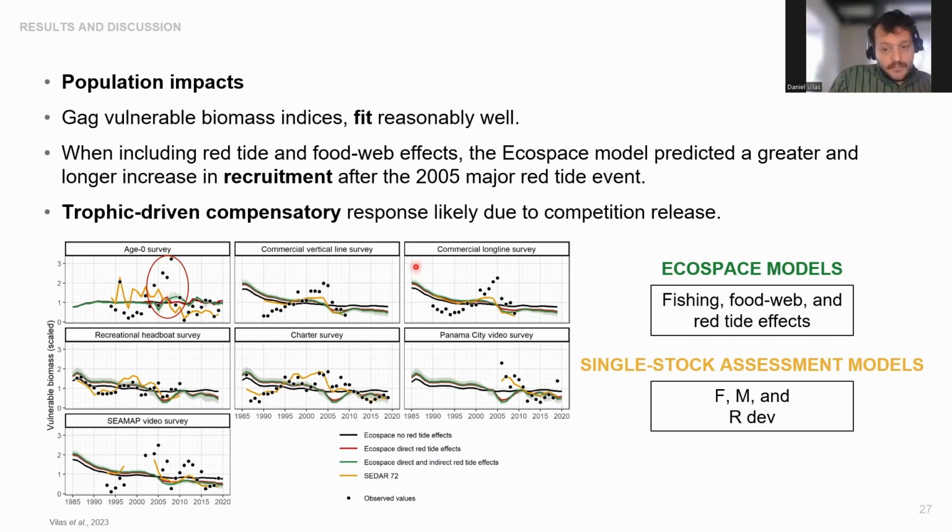So while single stock assessment models rely on fishing mortality, natural mortality, and recruitment deviation, this Ecospace model really relies on fishing, food web, and red tide effects.